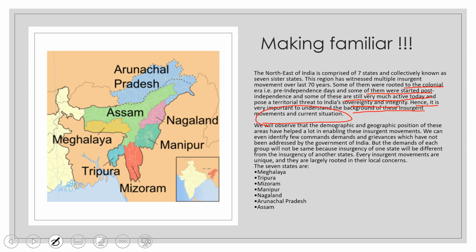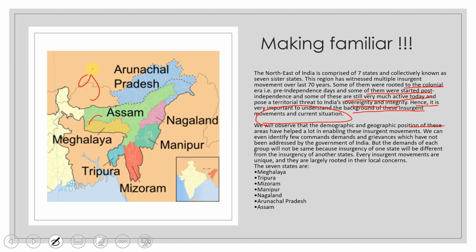That's why I am making you familiar with the introduction topic; this lecture is just an introduction. After that we will move ahead state-wise. We will see Manipur separately, Assam separately, Meghalaya separately, Tripura, Mizoram and the rest. We will observe that the demographic and geographic position of these areas has helped a lot in enabling these insurgent movements.